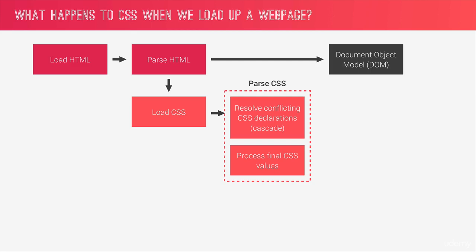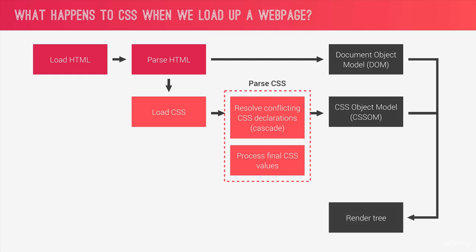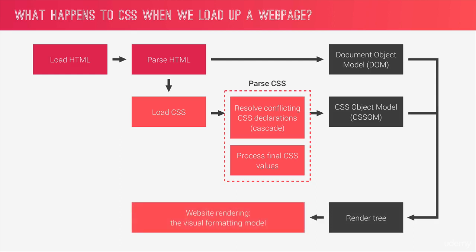Alright, now after all of this is done, the final CSS is also stored in a tree-like structure called the CSS object model, similar to the DOM. And now that we have the HTML as well as the CSS parsed and stored, these together form the so-called render tree. And with that, we finally have everything we need to render the page.